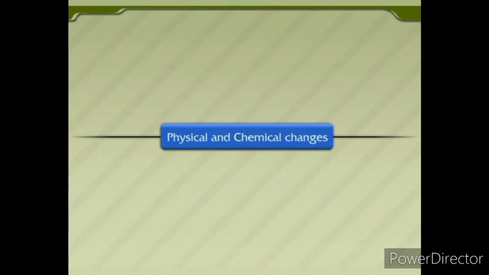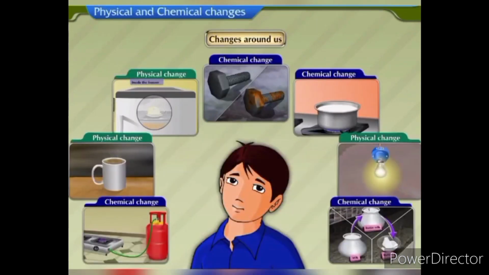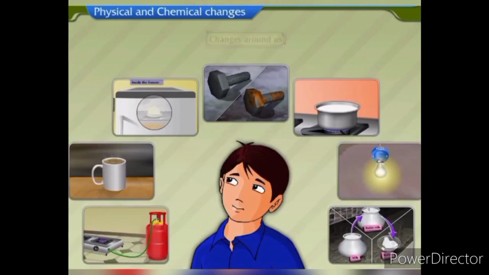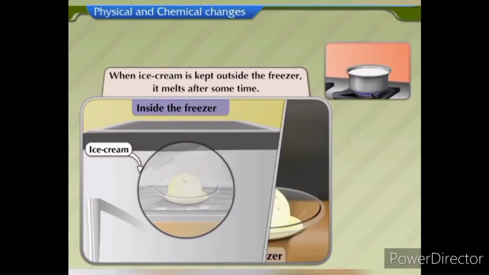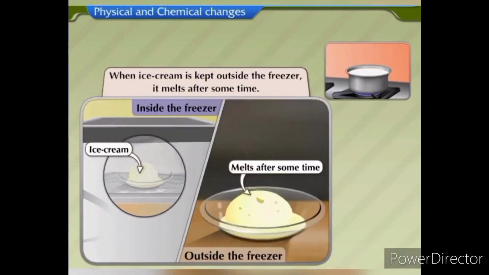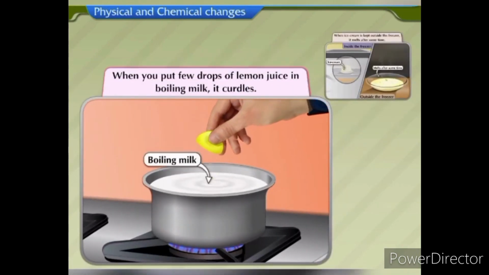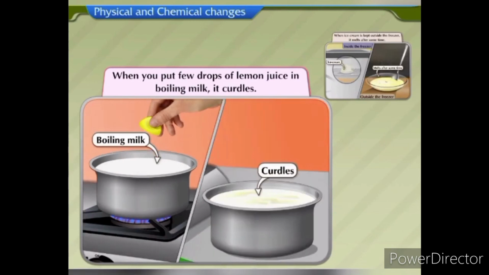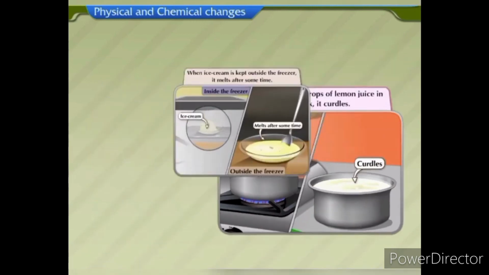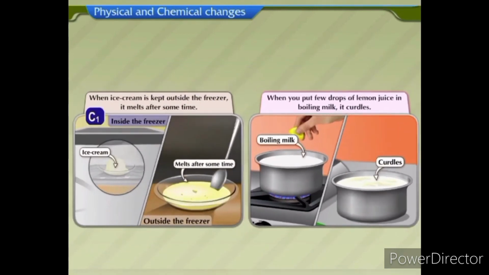Physical and chemical changes. We observe many changes around us. When ice cream is kept outside the freezer, it melts after some time. When you put few drops of lemon juice in boiling milk, it curdles. Let us name these two changes as C1 and C2.